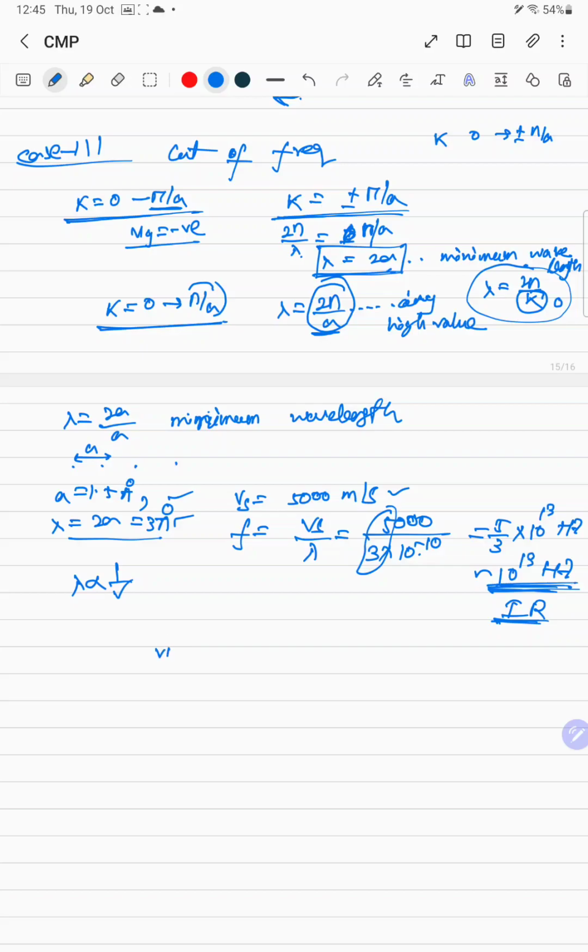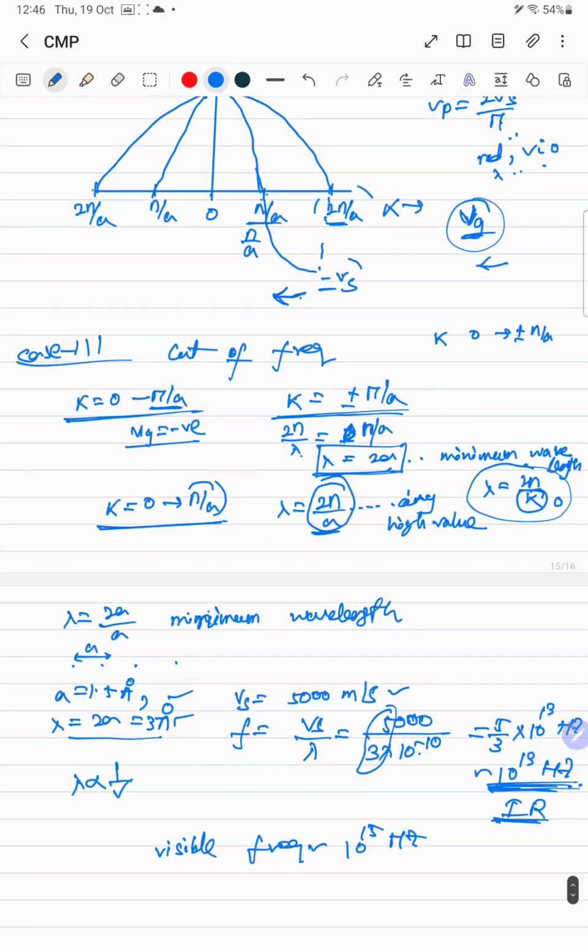Now our visible range frequency is 10 to the power 15 hertz, which is greater than 10 to the power 13. That means the solid won't allow it to enter. What will happen? Whenever it tries to enter the solid, the wave will simply reflect back, just like this case here, where the wave was reflecting back. So the solid will not allow visible frequency light to enter it. It will simply reflect back, and that answers your question.